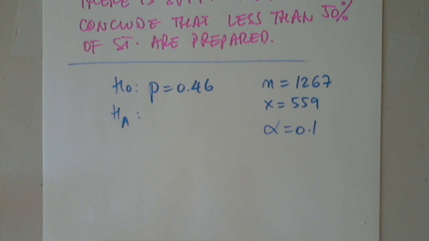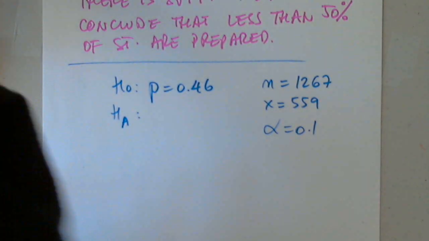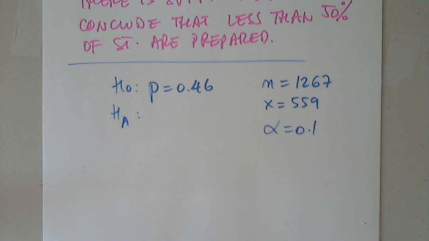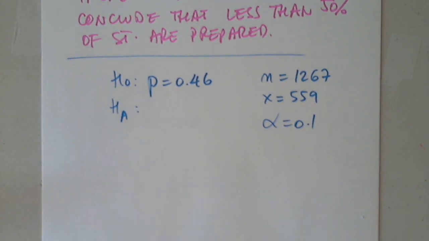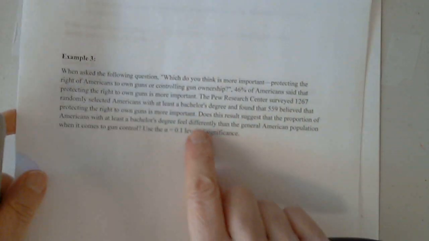What do you think about the alternative hypothesis? Is it a one-tailed test? Is it a left or a right? Or is it a two-tailed test? What do you think?